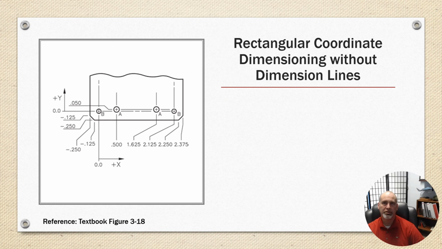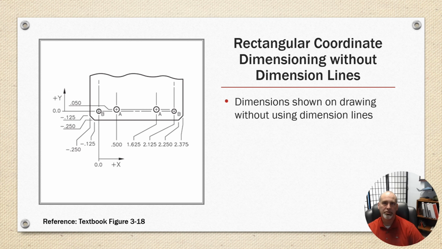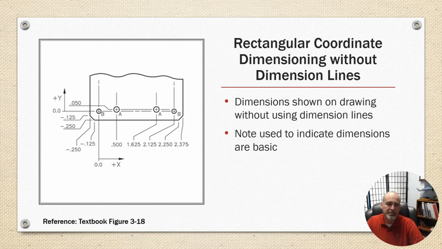Rectangular coordinate dimensioning without dimension lines. This used to be called ordinate, but the dimension is shown on the drawing without using a dimension line, and it's used to indicate dimensions are basic. So you have to call an origin. In this case, it's the hole B that is the origin.